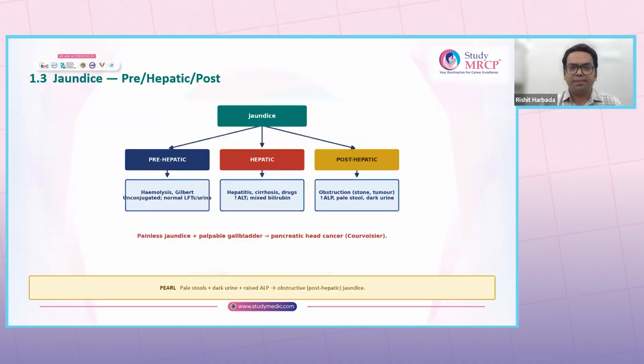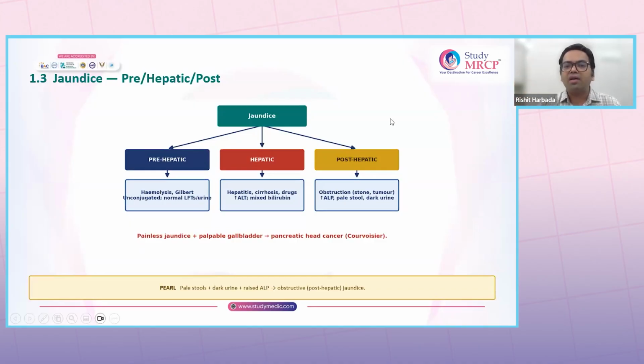So again, to recapitulate, jaundice: pre-hepatic, hepatic, and post-hepatic. Pre-hepatic is hemolysis, unconjugated is increased. Hepatic, seen in hepatitis, cirrhosis, drugs. Now the liver enzymes are going to be elevated and the bilirubin is going to be mixed. And post-hepatic is usually obstruction, where the ALP is increased, the stool will be pale, and the urine will actually be dark-colored.